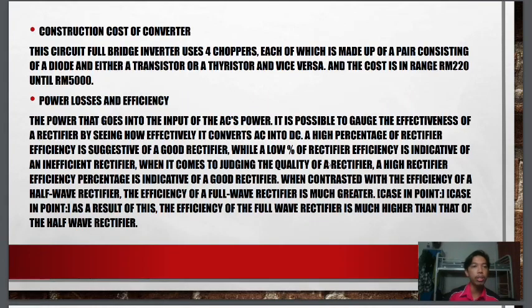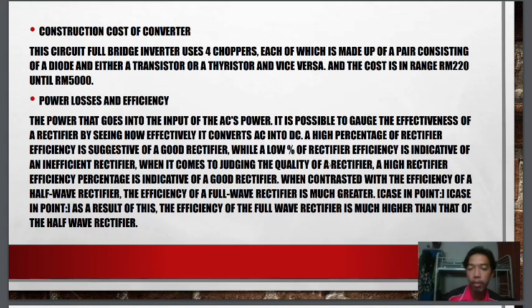For the third, which is construction cost of converter, the full bridge inverter circuit uses 4 choppers, each of which is made up of a pair consisting of a diode and either a transistor or thyristor and vice versa. And the cost ranges between 222 ringgit and 5,000 ringgit.